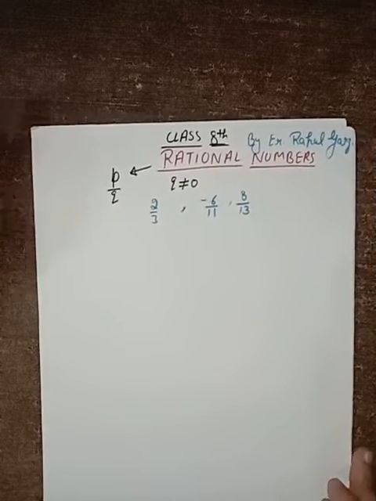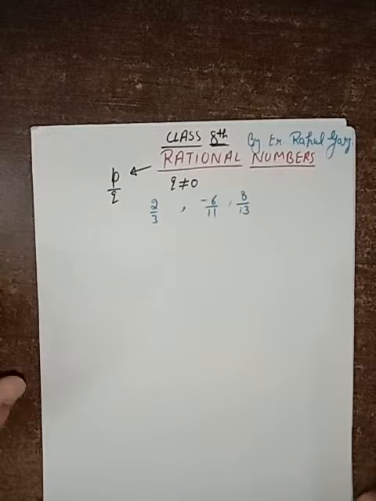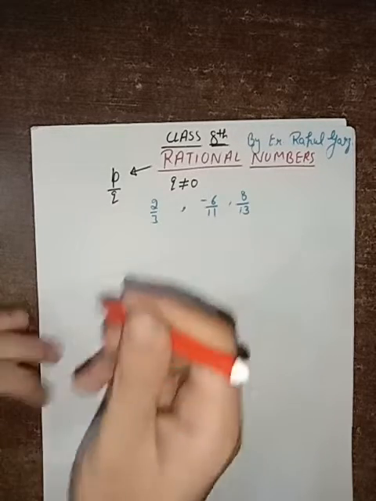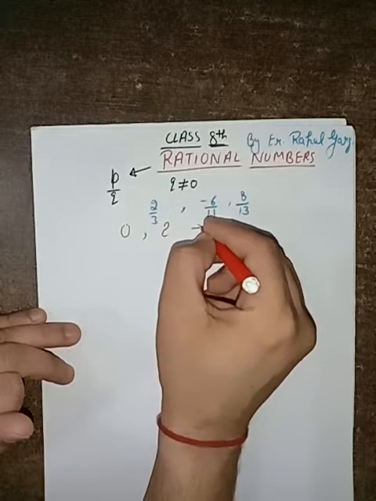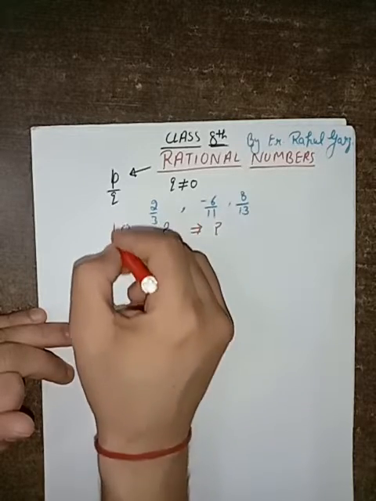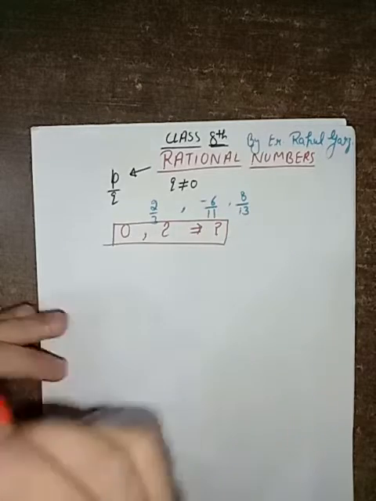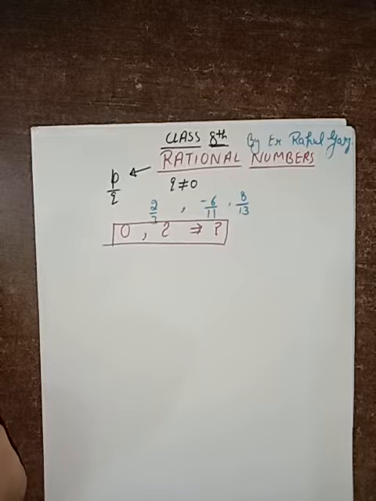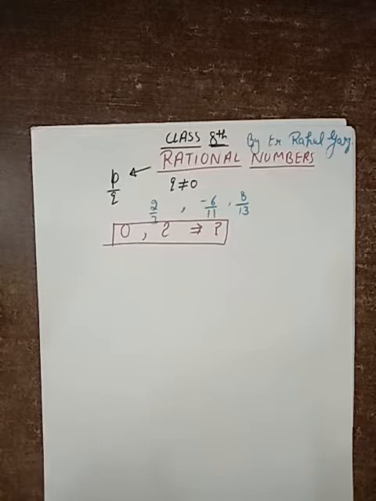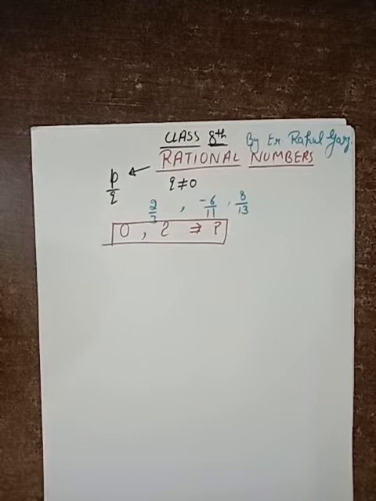Now my question is, what about 0 and 2? Is this a rational number or an irrational number? So you have to give the answer to both questions, whether these are rational numbers or irrational numbers.